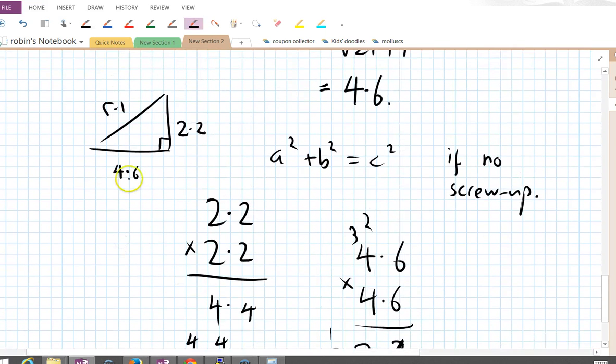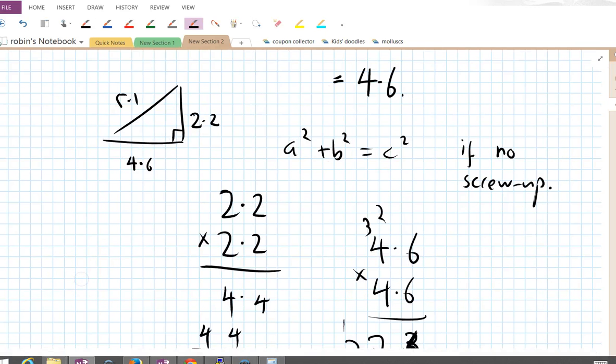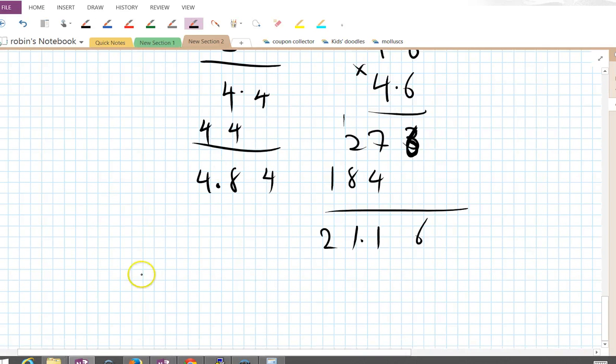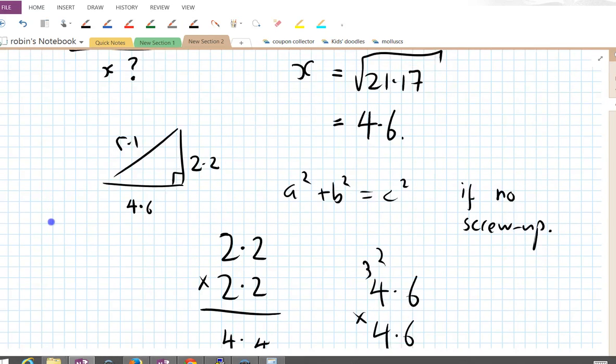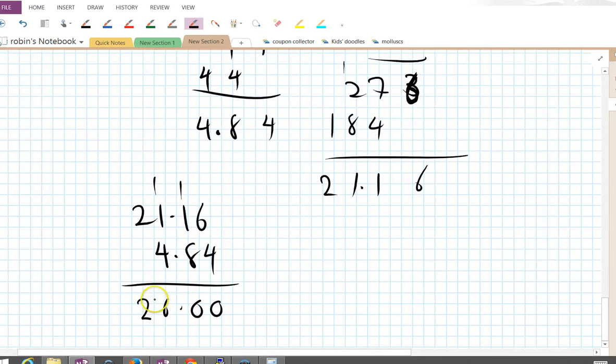So, let's go through this. 4.6 and 2.2 squared. We need 4.6 squared because it's A squared plus B squared, and we've got the squares here, so we just add those together. 21.16 for one of the sides. 4.84. 6 and 4 is 10. 8, 9, 10, down 1 to carry. 4, 5, 6. 2. It's too big. Why is it too big? Ah, I thought it was 5 exactly, and I was expecting that to be 25.